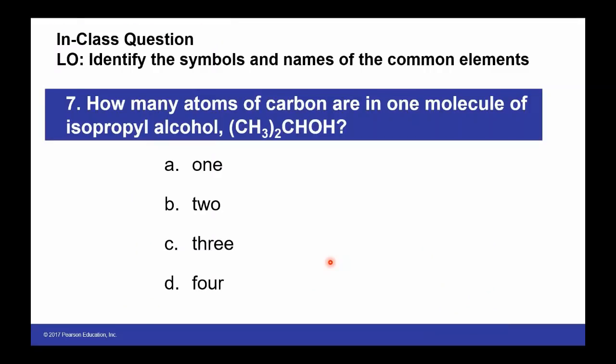Let's practice. How many atoms of carbon are in 1 molecule of isopropyl alcohol, which has a chemical formula of (CH3)2CHOH? Take a moment to answer this question on your own, and we'll answer it when you come back. The answer is 3. How do we know this? Well, I've got a carbon here, but notice it's surrounded by parentheses and a subscript of 2. So what that means is I have 2 carbons and I have 6 hydrogens in this parentheses. So 2 carbons plus 1 carbon gives us 3.